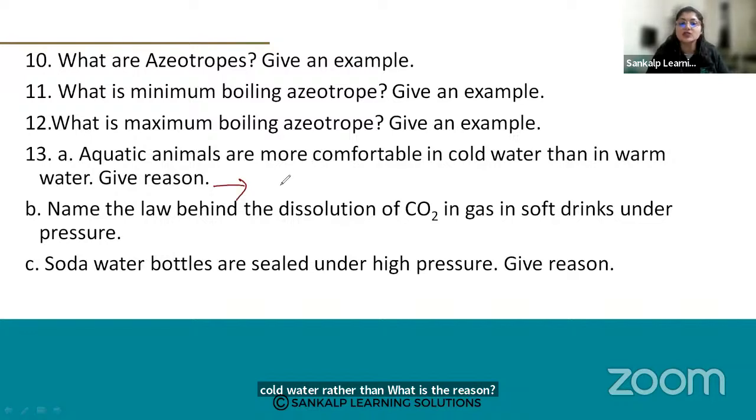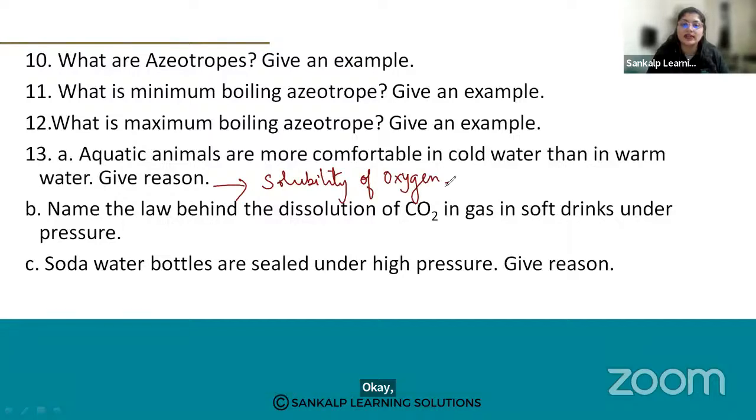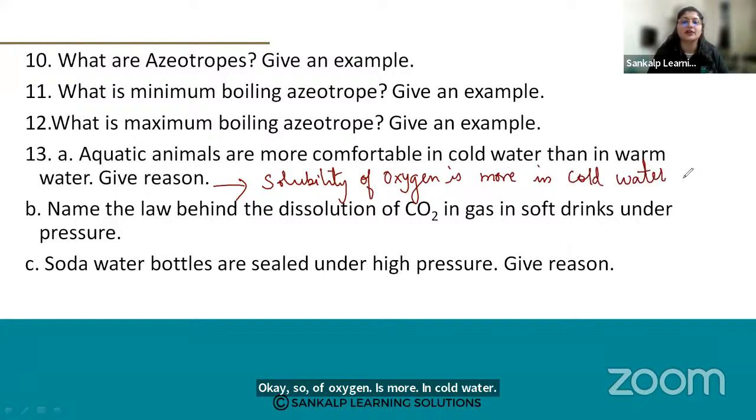The reason is the solubility of oxygen is more in cold water. Okay, so solubility of oxygen is more in cold water. Remember this point. If you write this proper reason, you will get 1 mark. So solubility of oxygen is more in cold water.